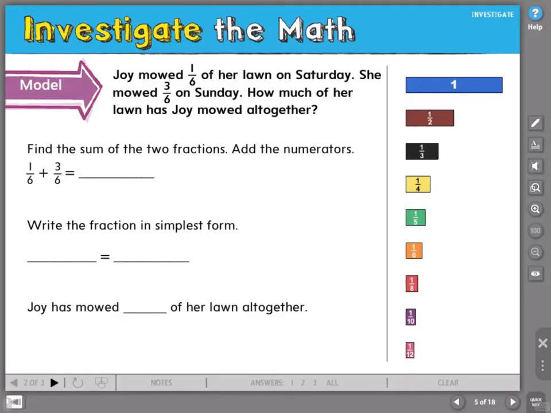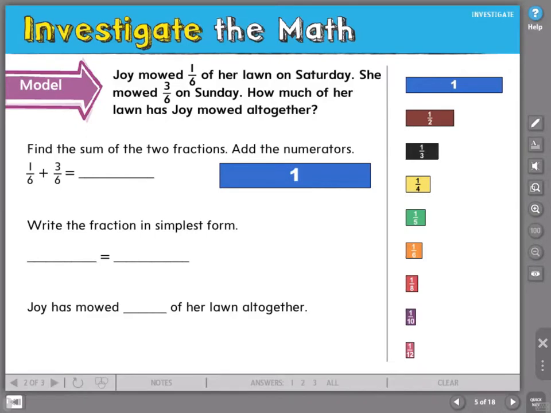So let's investigate what we know. Here we have a problem. It says Joy mowed 1/6 of her lawn on Saturday. She mowed 3/6 of her lawn on Sunday. How much of her lawn has Joy mowed altogether? Let's see how we can solve this.